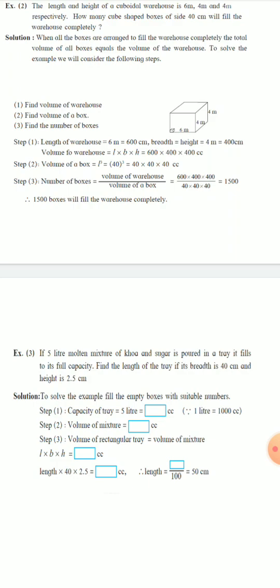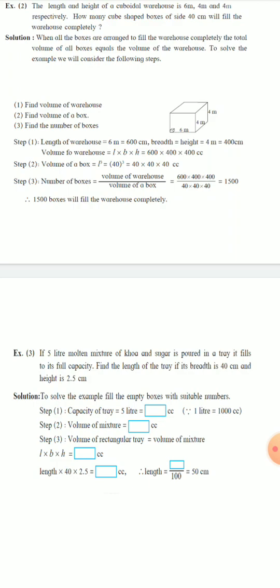So first step is what? Capacity of the tray, which is given as 5 liters. As we all know, capacity is nothing but the volume of the tray. So capacity is 5 liters. 1 liter is equal to 1000 cc, so obviously 5 liters equals 5000 cc. In the first box, you have to write 5000 cc is given.